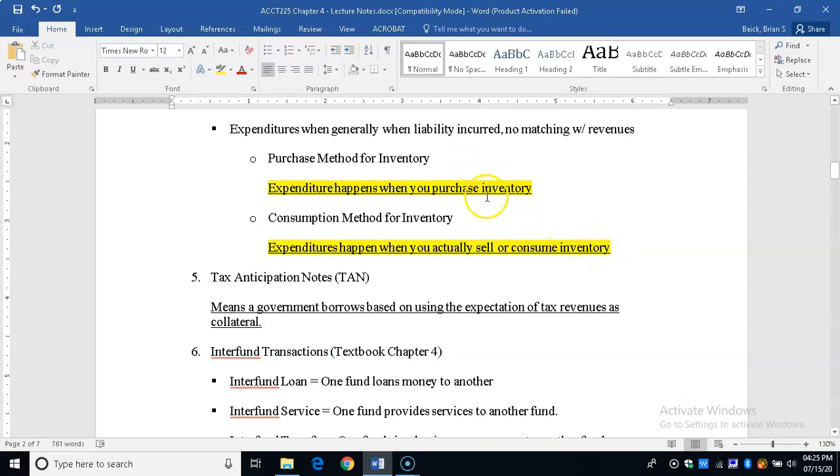Now, my question for you is, if you use GAAP, generally accepted accounting principles, in regular financial accounting, what method is used for inventory? Is it purchase or consumption? The answer is consumption, right? So this is used for GAAP.